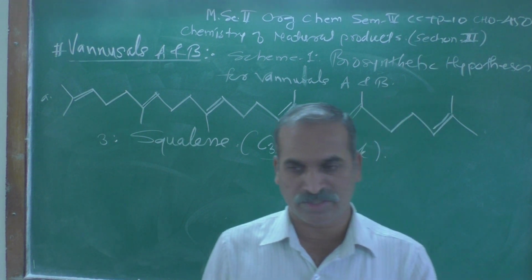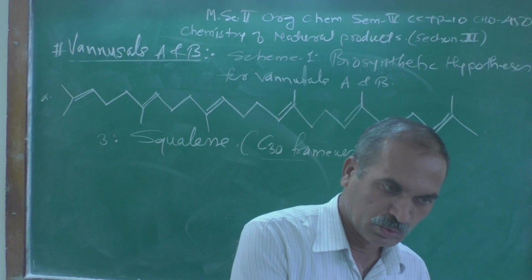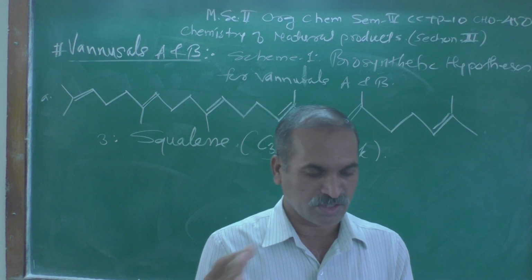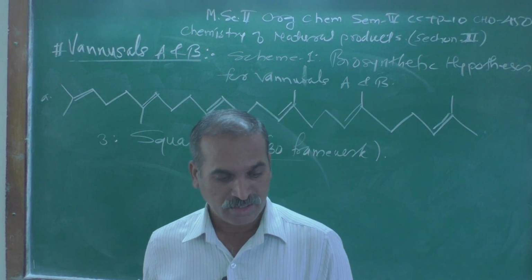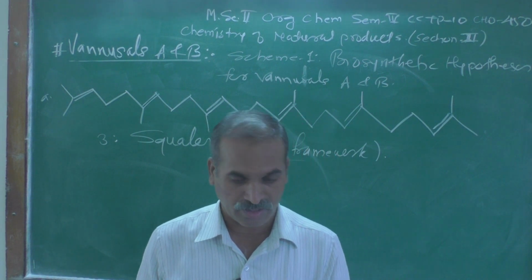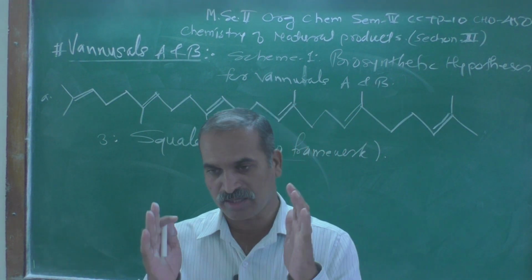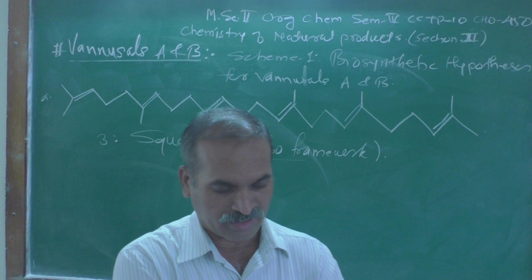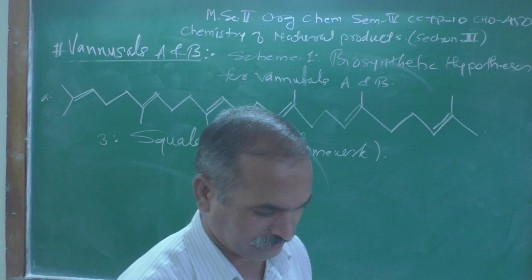Structure number 1, R is equal to Ac, is Vanusul A. Structure number 2, R is equal to hydrogen, is Vanusul B. And now squalene is structure number 3. You have to remember these numbers and what type of structures they are, because Vanusul A and Vanusul B, structures 1 and 2, are the target molecules. As we know, the molecule whose synthesis is being planned is called the target molecule.